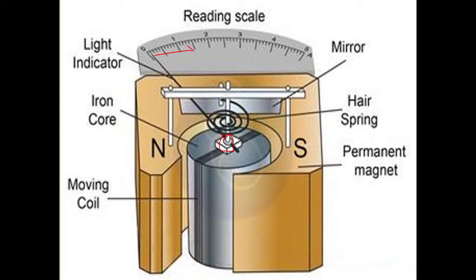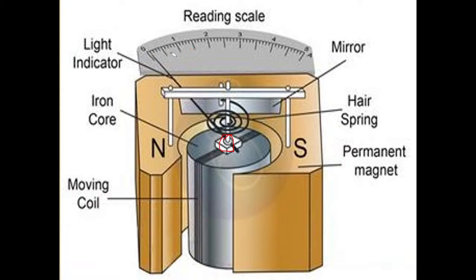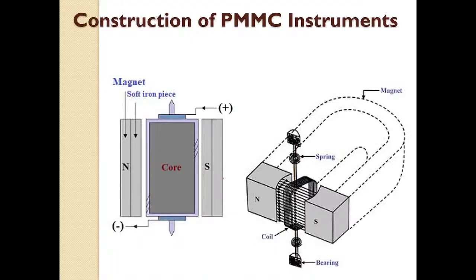Up to what distance the pointer moves will depend on how much current is flowing through the coil. And in order to control the movement of the pointer, springs are connected. The hair springs will control the movement of the coil. So if you have understood, this is one more image of the permanent magnet moving coil instrument.